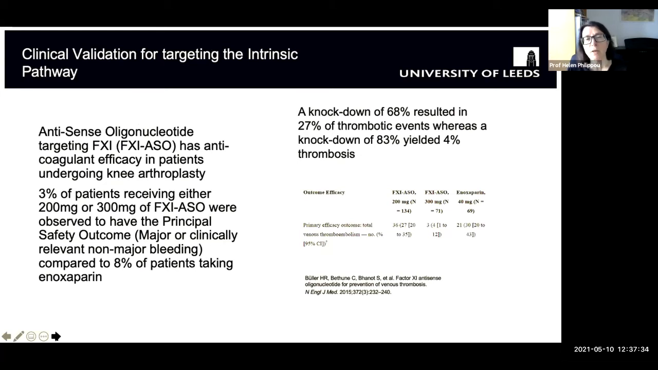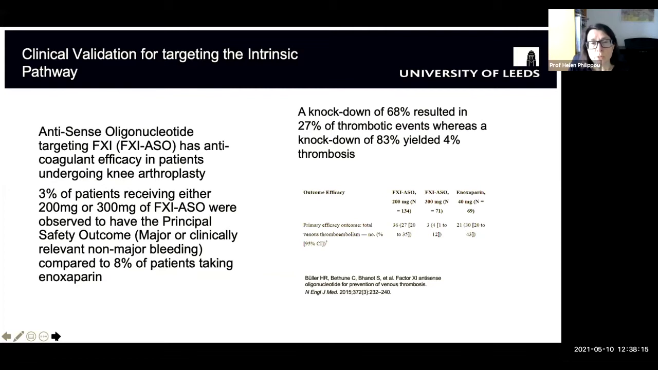So clinical validation for targeting the intrinsic pathway has been shown by an antisense oligonucleotide that inhibits factor 11 being generated in humans. And in this study that was carried out by Harry Büller and co, they showed that at a dose of 200 milligrams or 300 milligrams of this antisense oligonucleotide, only 3% of the patients were having the principal safety outcome of major or clinically relevant non-major bleeding. And this compared to 8% of patients that were on enoxaparin.